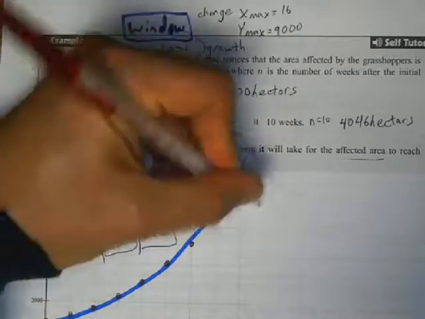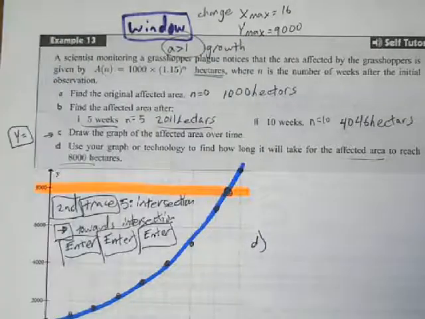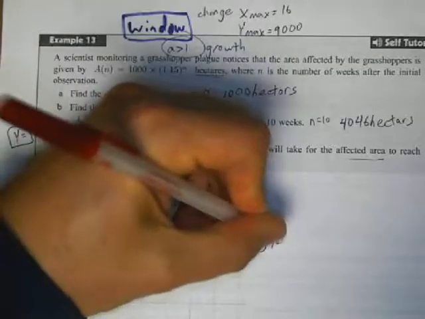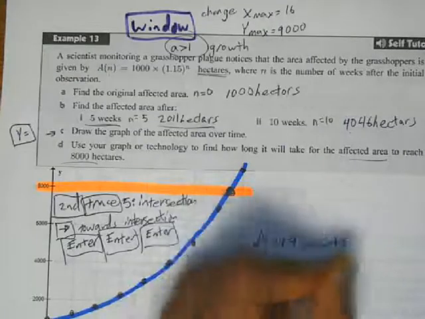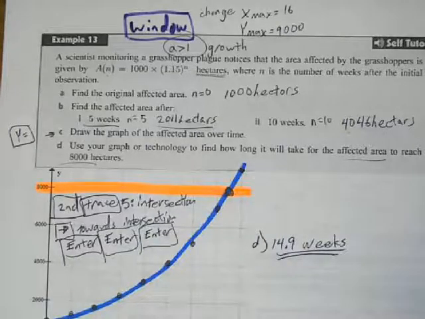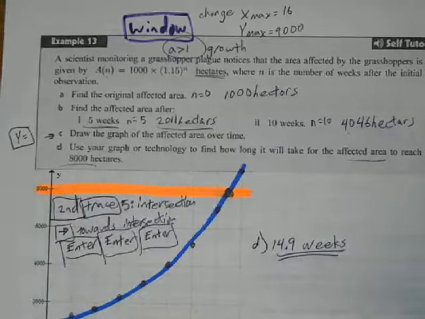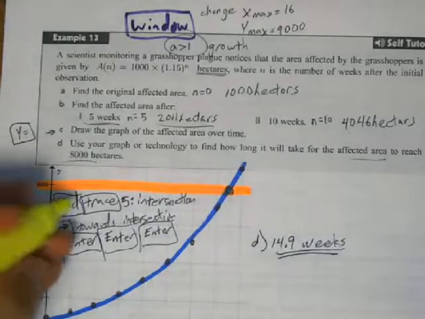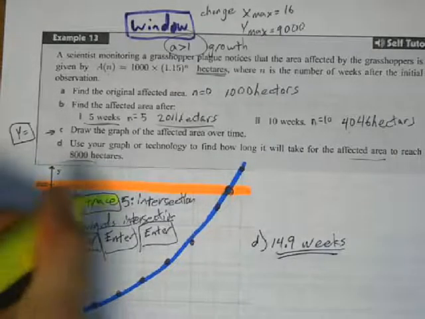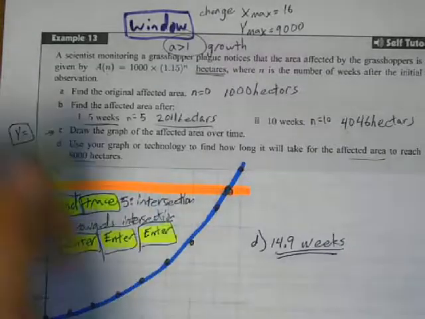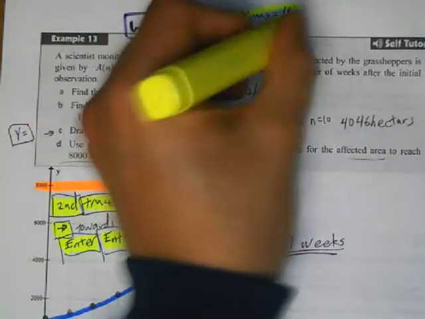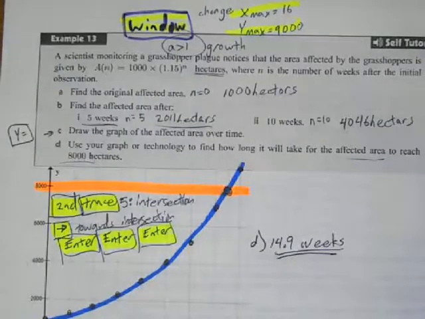So for question D, after 14.9 weeks. Okay. So very important that you write down these calculator steps into your notes, because you're going to be using these steps for all of these problems on this page. Okay, so you may want to hit pause and write down these steps. Okay, let's do the next one together.